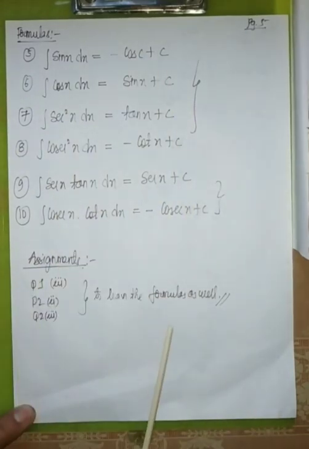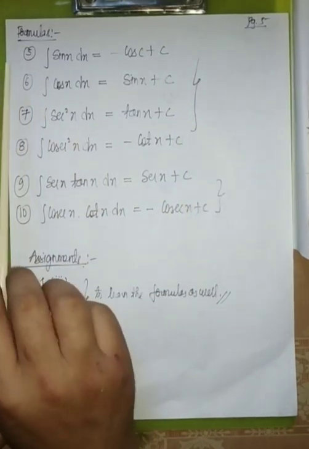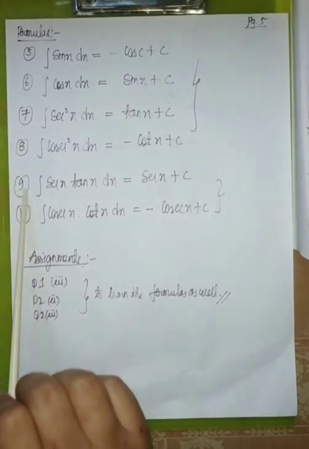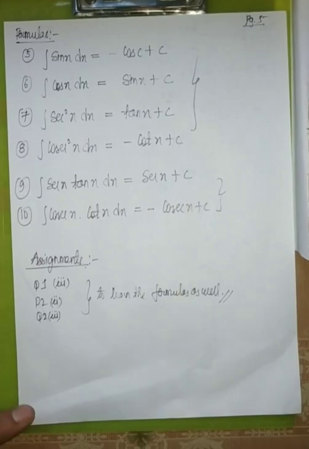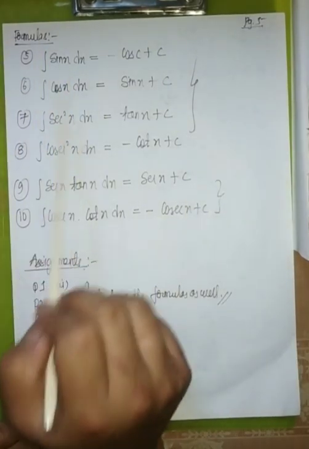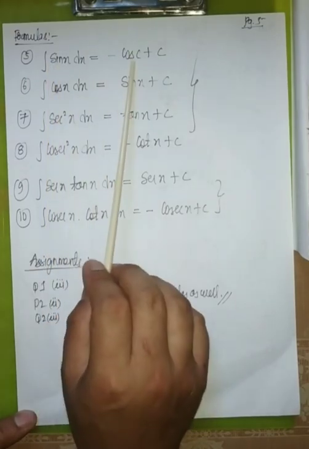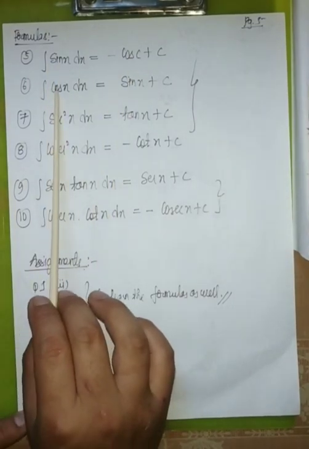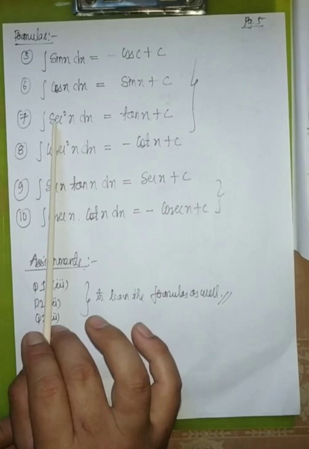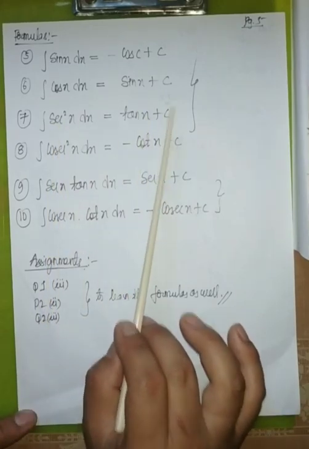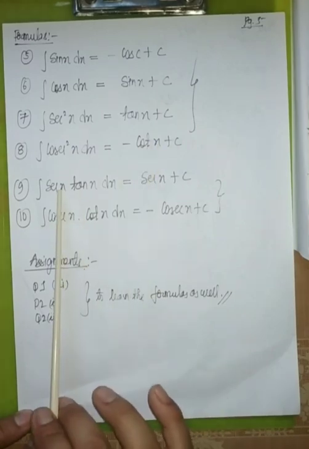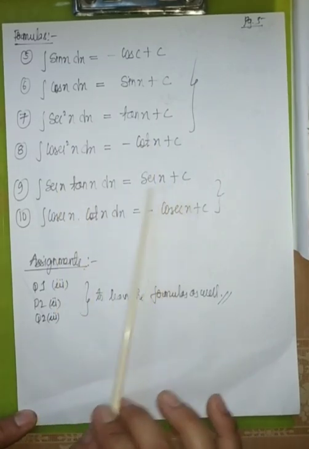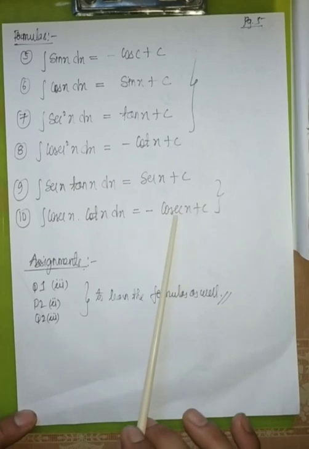These formulas, 4 formulas I've given, formula number 5, 6, 7, 8, 9 and 10. I want you people to learn them by heart, and the application of these formulas we'll be doing tomorrow. I'll just go through the formulas. Integration of sin x means minus cos x. Integration of cos x means sin x. Integration of sec square x means tan x plus c. Integration of cosec square x is minus cot x plus c. Integration of sec x tan x is sec x plus c. Integration of cosec x cot x is minus cosec x plus c.